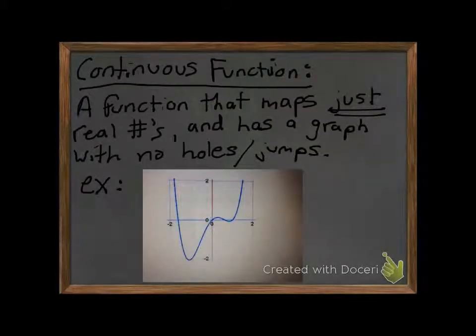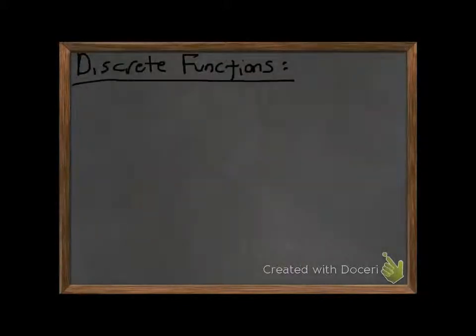The next definition up is a continuous function. A continuous function is a function that maps just real numbers, nothing else. So it can't be any negatives or any zeros or anything like that, and has a graph with no holes or jumps. As you can see in the example, I showed a graph with no holes or jumps.